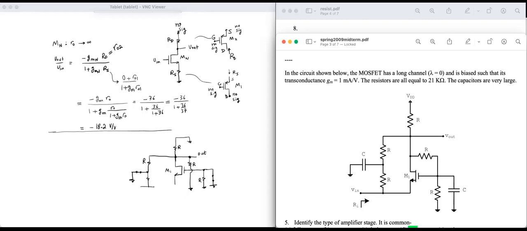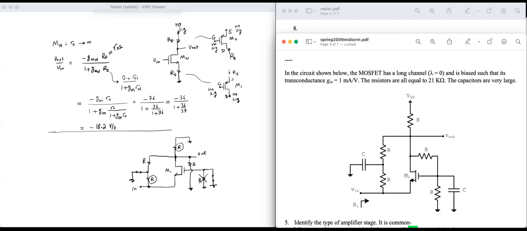And the input goes to the source terminal of the MOSFET. So this is the input. And this is the resistor between the input and ground because the capacitor is a short. So one way to redraw the circuit is as follows. This, I can completely remove because it's shorted by the capacitor. This is between the input and ground.